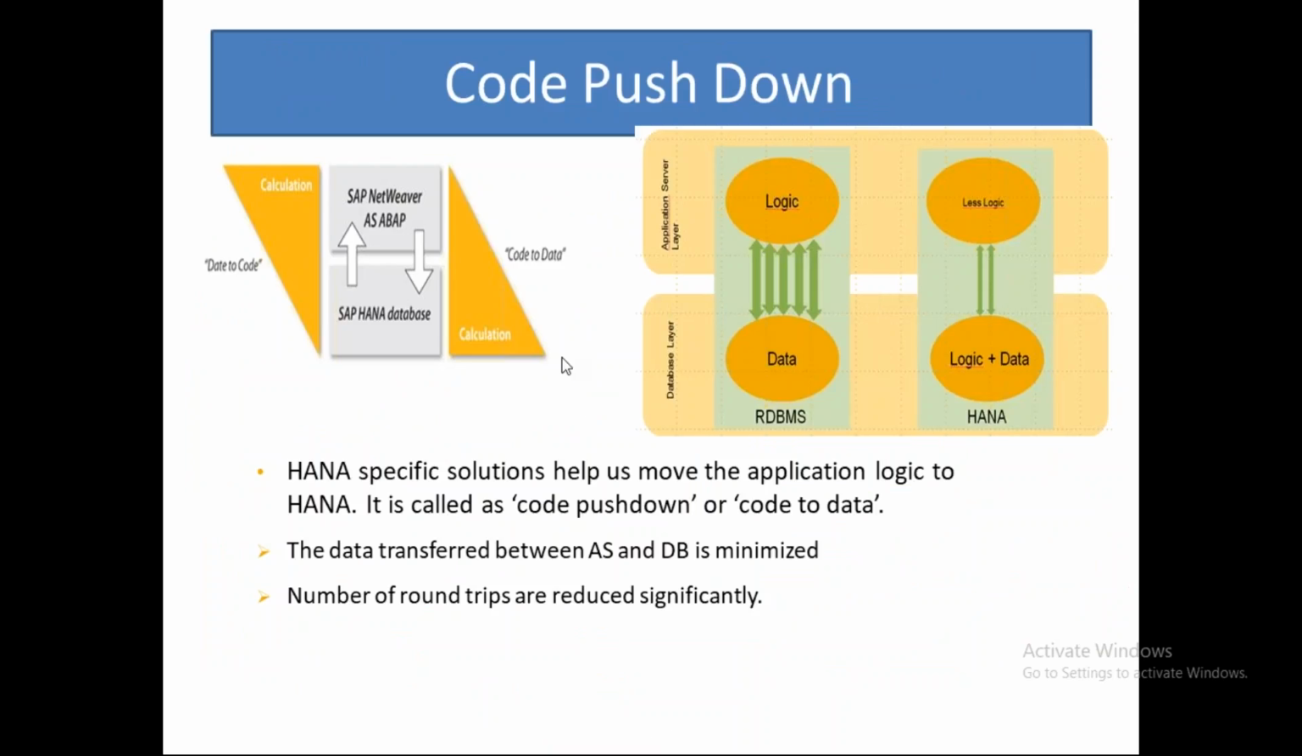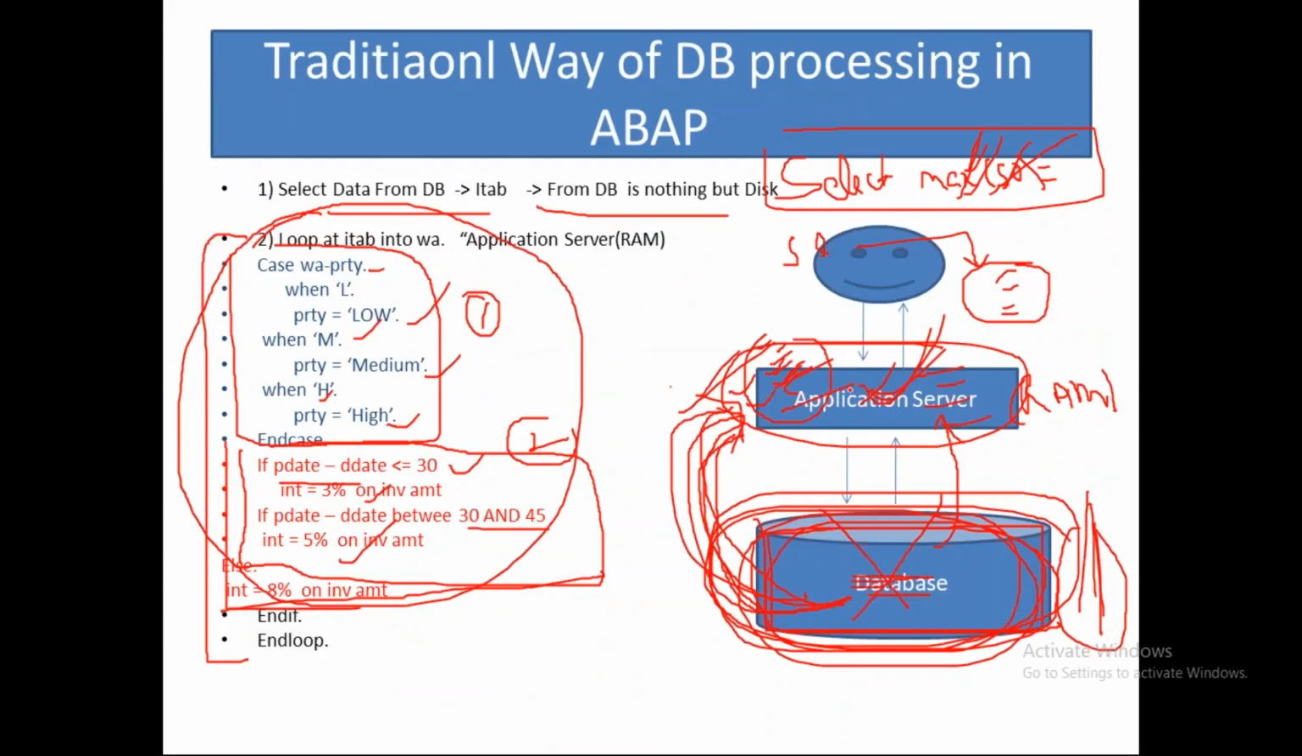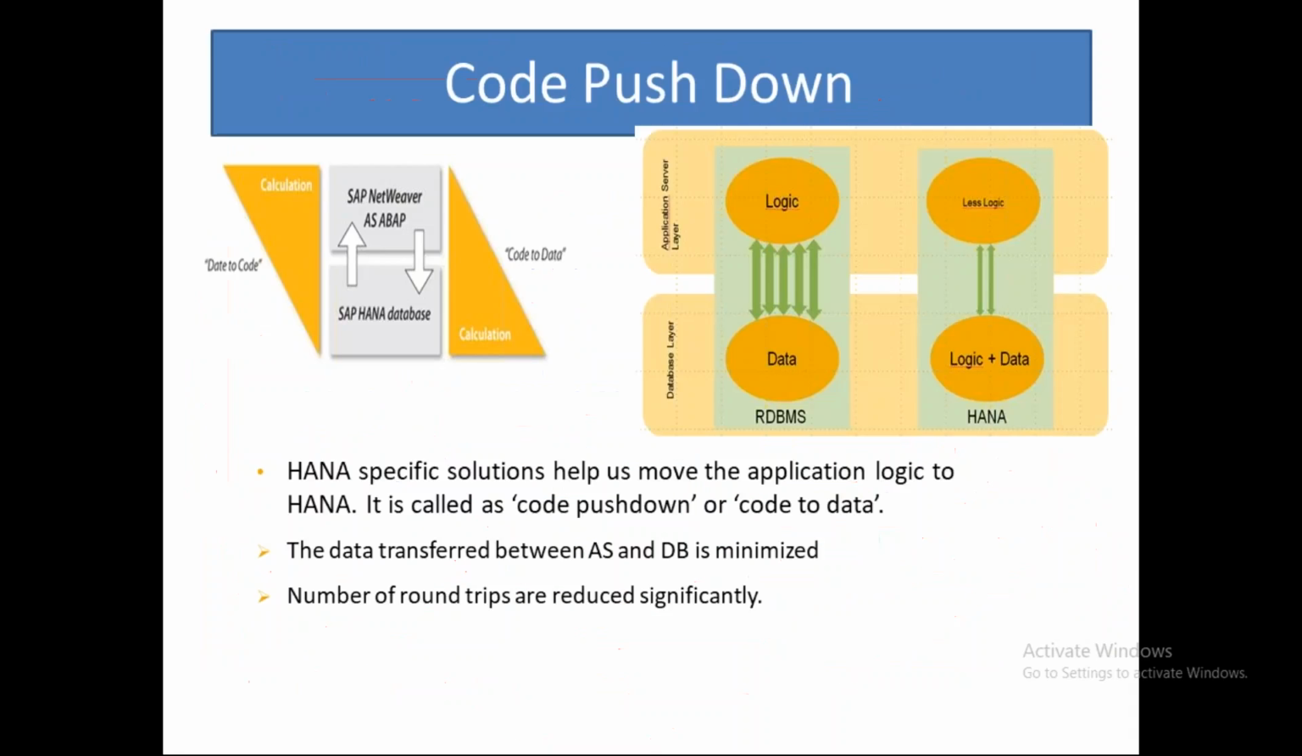Earlier we did the calculations at the application server level. Now we are going to do the calculations at the database server level, because the database layer means my in-memory. But if the database is really your hard disk, then definitely that is not a good practice. So this is what we call code push down, as a new approach. Earlier your calculations were at the ABAP or application server level, and now at the database level. SAP HANA database you can imagine as an in-memory database. So now your calculations are down here. The technical term is code to data. This is data to code.